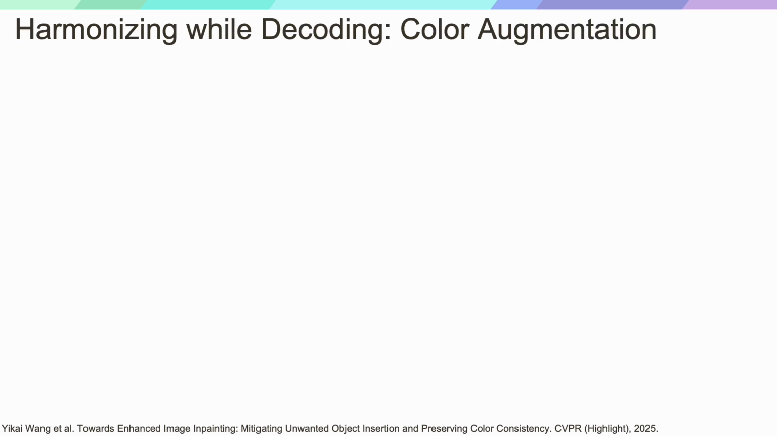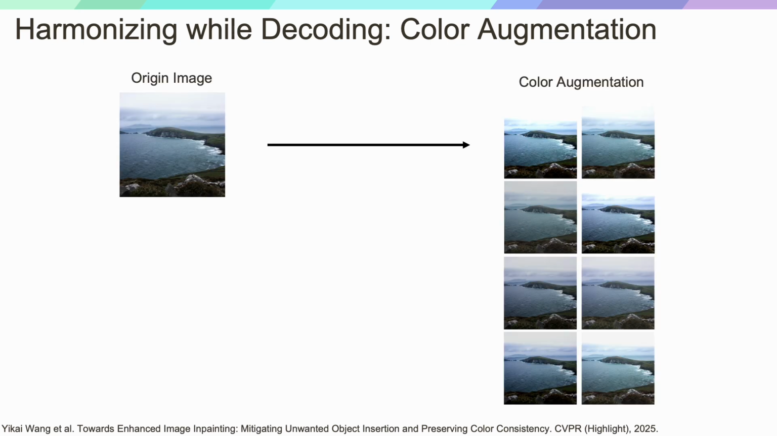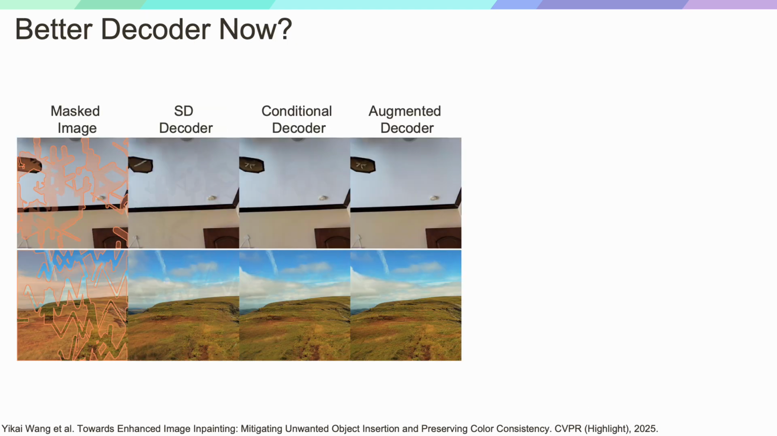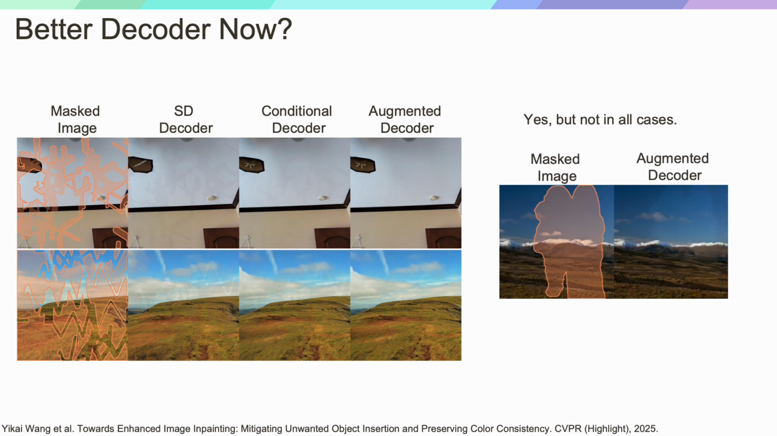We treat decoding as an image harmonization task. The decoder takes a color-shifted image and learns to reconstruct the original. We use the unmasked region to correct the color shift. Does this work? Yes, but not in all cases. We found that latent generation is also not perfect, so we should also account for information loss in the U-Net.